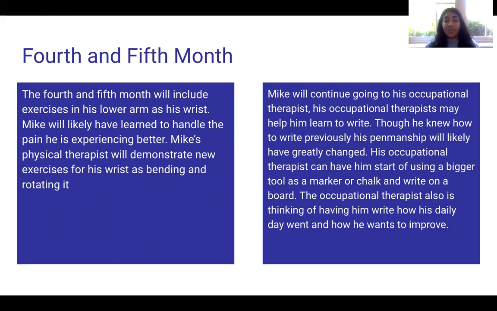The occupational therapist may help him learn to write. Though he knew how to write previously, his penmanship will likely have greatly changed. The occupational therapist can help him write better by using a bigger tool, such as a marker or chalk, and writing on a bigger board. The occupational therapist is also thinking of having him write about how his day went and how he can improve. This will help clear his mind and get more steady on what's happening, how to grasp what's happening in his life.